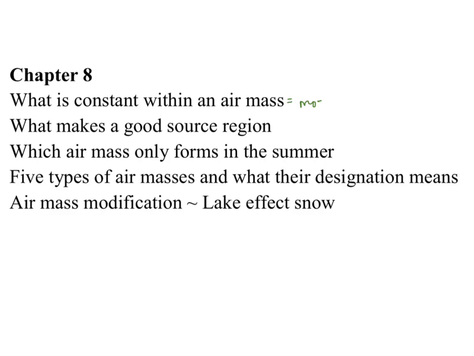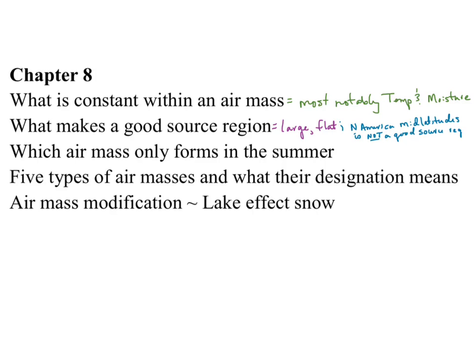So on to Chapter 8, air masses. What's constant within an air mass? The big things, quite notably, in a chunk of air that we call an air mass: that air mass needs to have similar temperature and moisture content. And we say the temperature and moisture content is at least the same for a given horizontal layer. So what makes a good source region? It needs to be relatively large, uniform, and flat. A chunk of air needs to be able to sit there for a couple of weeks before it moves.